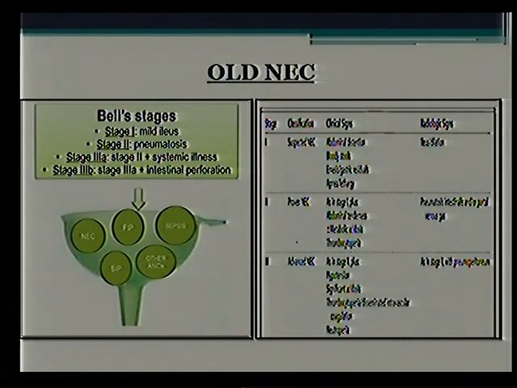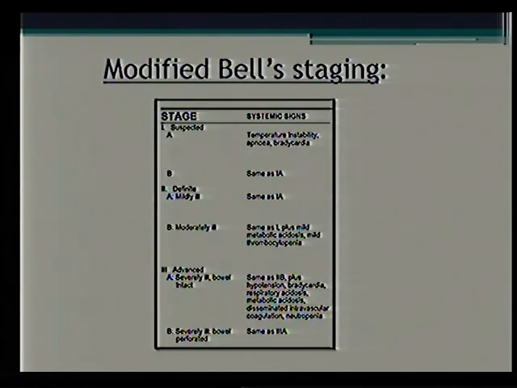As we all know, it was in 1978 when Dr. Bell first proposed the staging classification of necrotizing enterocolitis. This was one of the landmark papers at that point of time, which helped categorization of the disease and knowing the severity of the disease. After this it has been modified only once, where the individual groups have been subclassified into 1A, 1B, 2A, 2B, 3A and 3B, but in spite of this it has so many shortcomings.